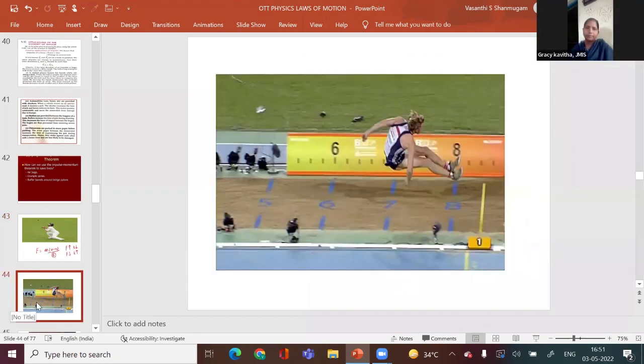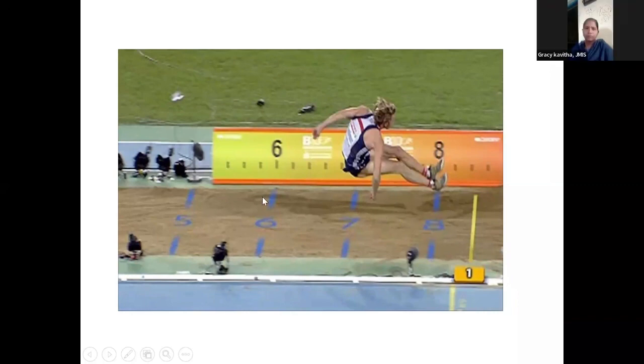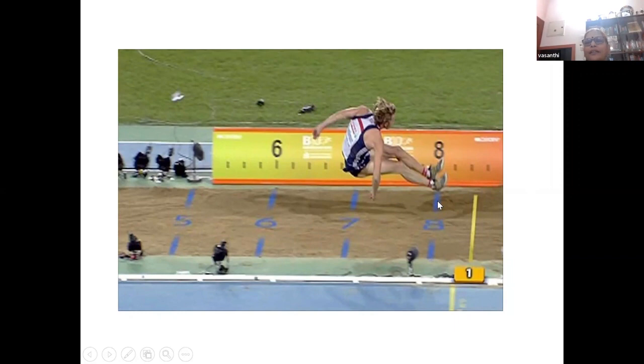Here also, you must have seen the sand bed for a long jump. Even in your school, they will provide the sand bed. Sand will be filled here, fine coarse sand. Why? For a long jump. Otherwise, he will be badly hurt, no? So when he is falling on a sand bed, the sand yields. So he takes some time for the velocity to change, but he is falling on the ground with very high momentum.